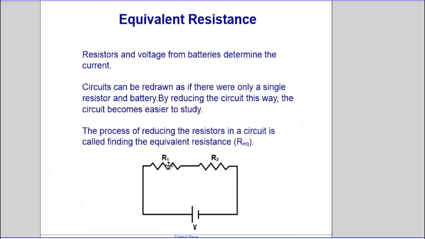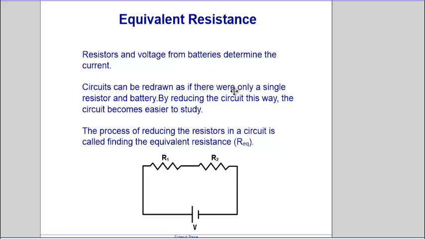Total resistance of a circuit. So when we put multiple resistors in, these resistors impact how much charge can travel through a point in the wire every second, or it influences the current, and it's called Ohm's law. So how much current flows will depend on how much voltage is applied across these resistors and how much total resistance you have. Resistors and voltage from batteries determine the current.